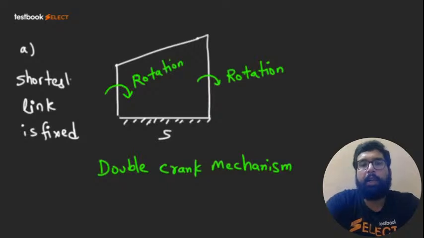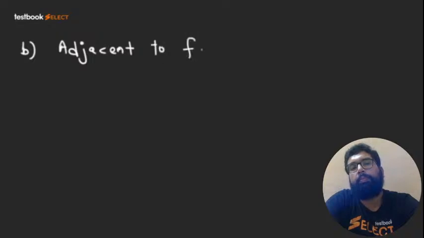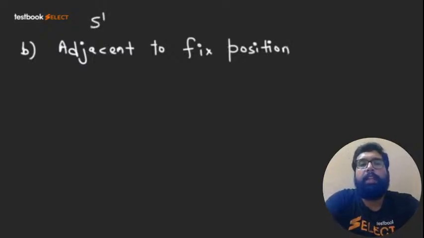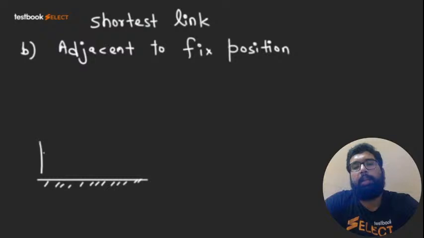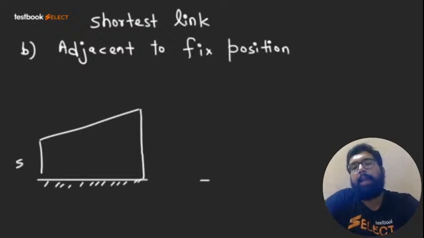Now, if the shortest link is not at the fixed position, where could it be? It could be adjacent to the fixed position. We need to focus upon this only, nothing else: the shortest link adjacent to the fixed position. This is your fixed position. When I say adjacent, my dear, adjacent is this also, and adjacent is this also.